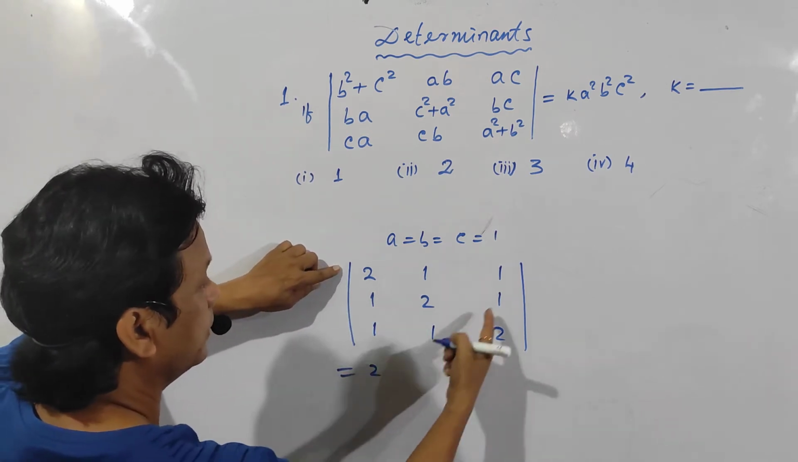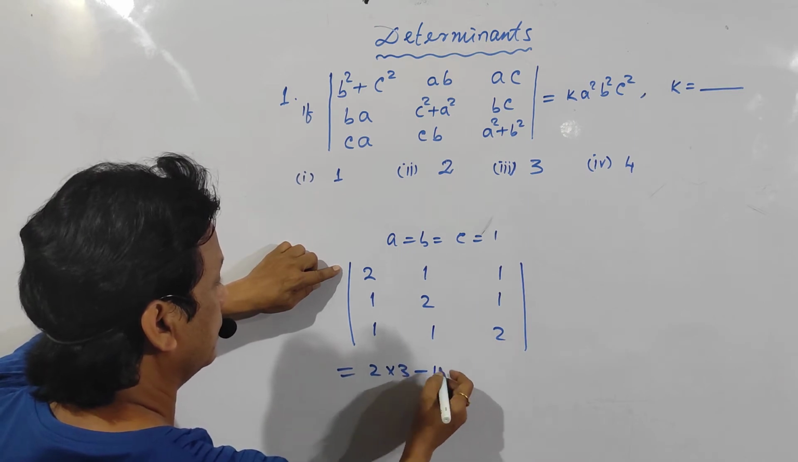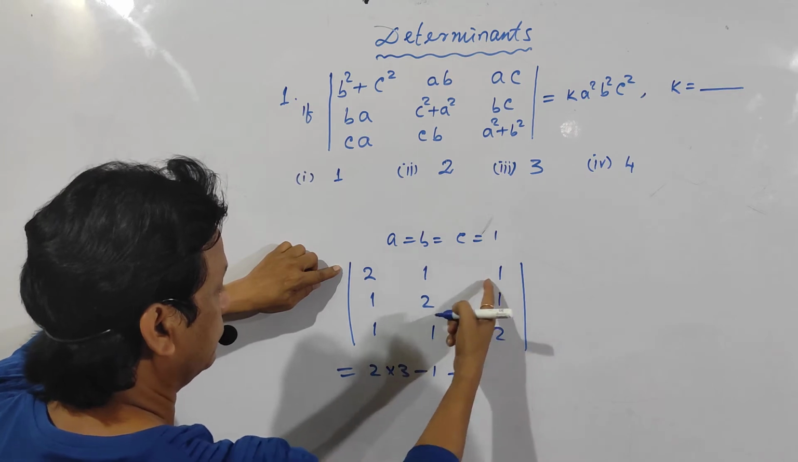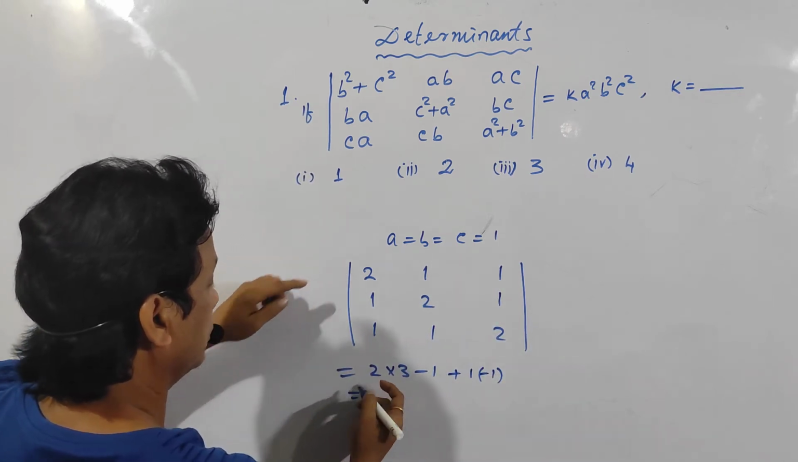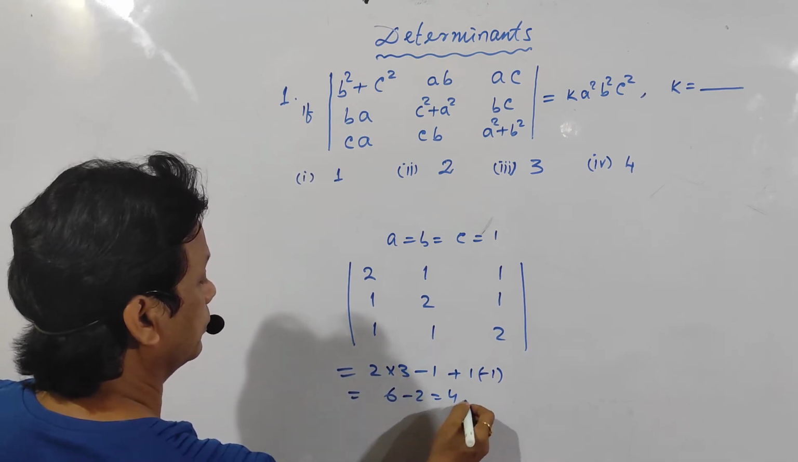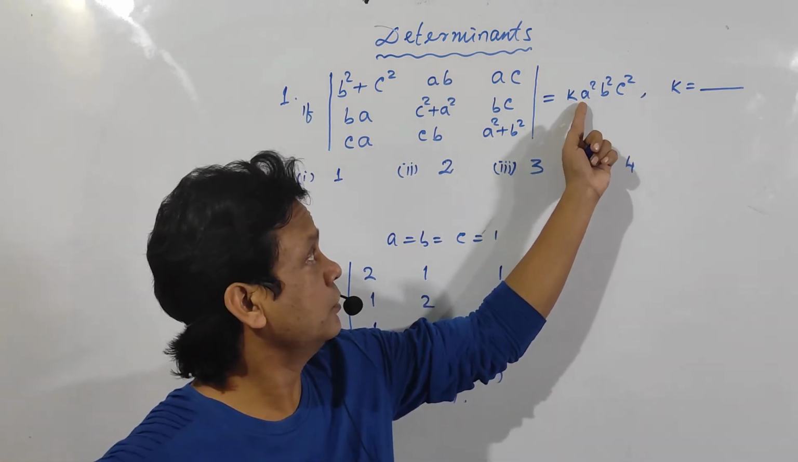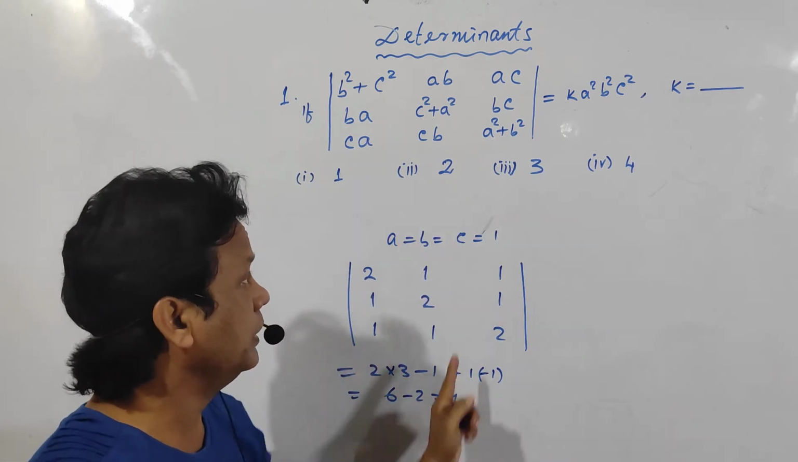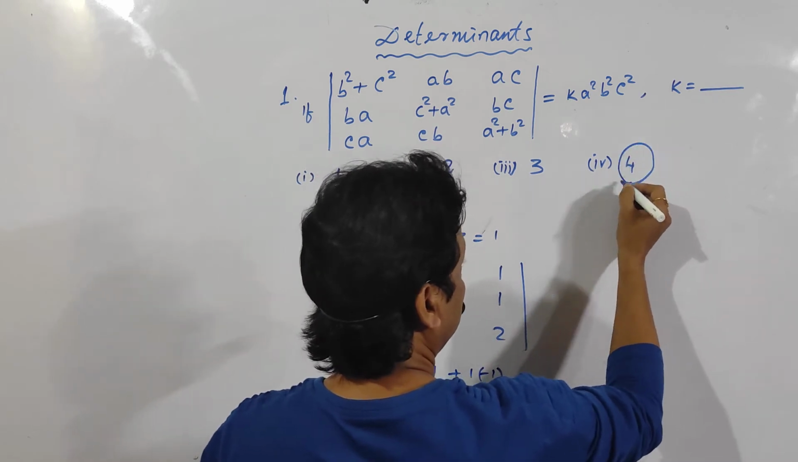Expanding, 2 into 4 minus 1, it is 3, minus 1 into 2 minus 1, it is 1, then 1 into 1 minus 2, it is minus 1. So 3 minus 1 minus 1, it will be 4. So on the right hand side, put a equal to b equal to c equal to 1. The right hand side will be k. The left hand side becomes 4, the right hand side becomes k. So k is equal to 4. So the answer is this one.